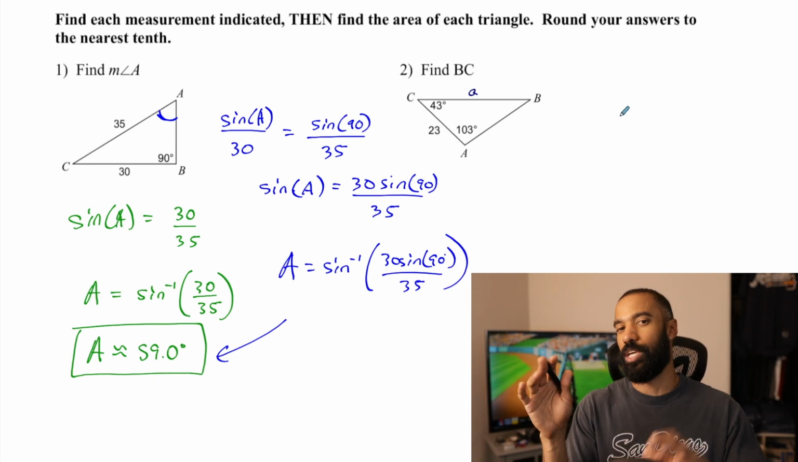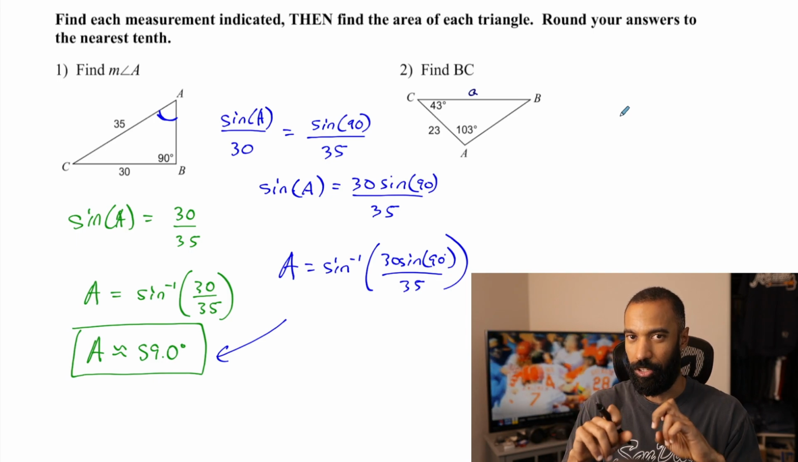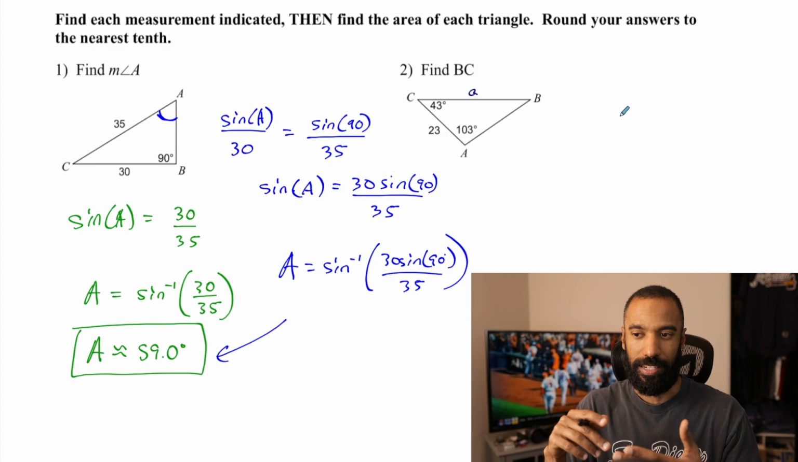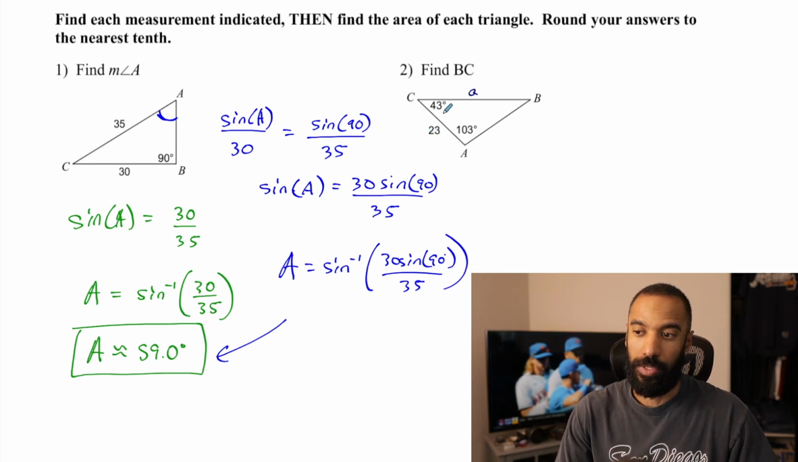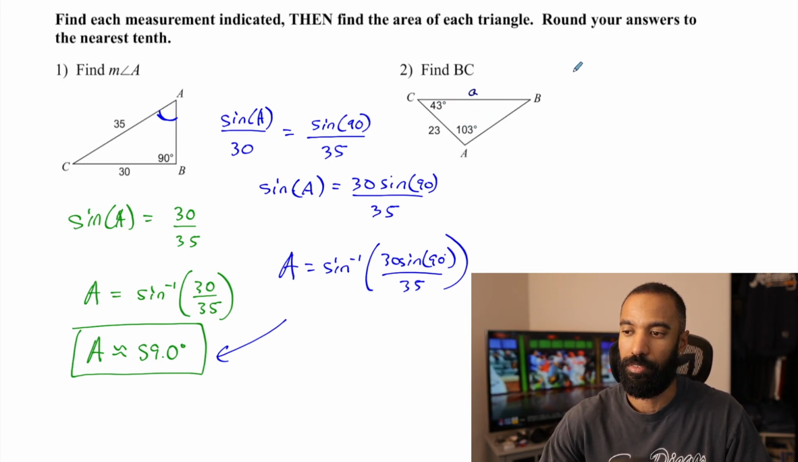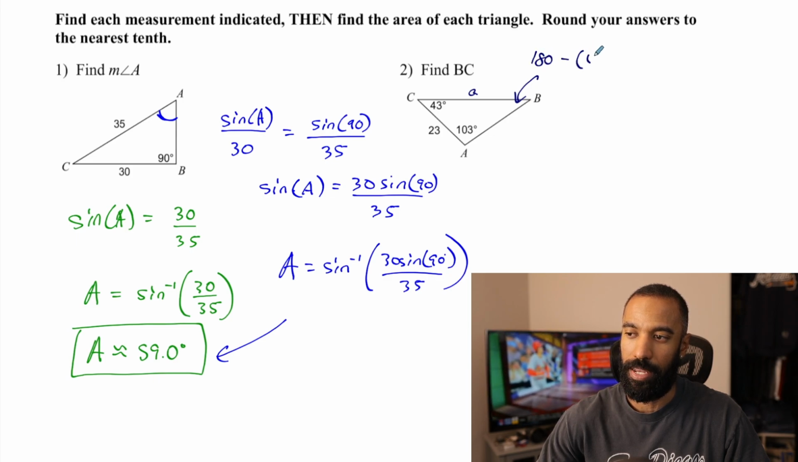This is not a law of cosines problem. Law of cosines requires at least 2 sides to be known in the angle in between, or all 3 sides to be known. And this is not that. So you got to do something, otherwise we can't solve it. And we do know that the interior angle sum of a triangle is 180 degrees, which is something we're going to go off of. The measure of this angle here is going to be 180 degrees minus the sum of 43 and 103 right there.